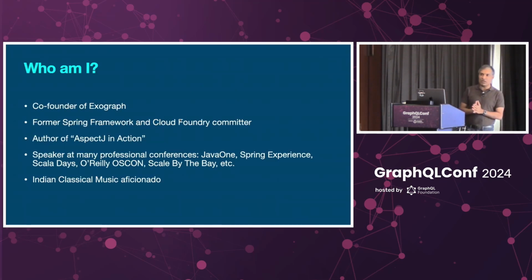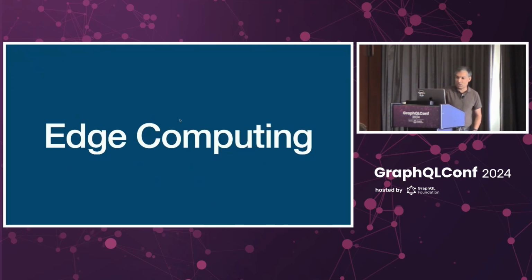I have been involved in many communities and projects. Spring Framework, where I was part of the very early crew, Cloud Foundry at VMware, aspect-oriented programming. I'm also a great fan of Indian classical music, and I created a site to help learners of Indian classical music, and that was my first introduction to GraphQL. That's where we use GraphQL as a way to communicate between server and client. Last few years, I have been working on a project called Exograph, which is a declarative backend for GraphQL. So you deal with your domain model, and then everything else just falls off of it. But before I go and talk about that, let's talk about edge computing.